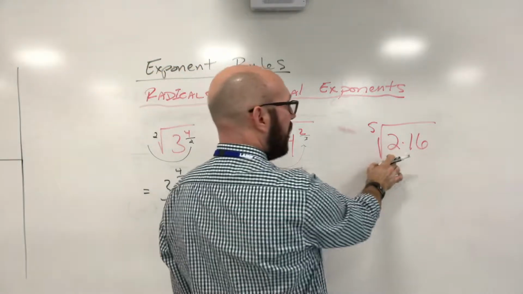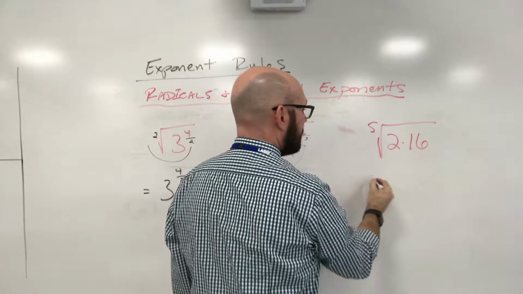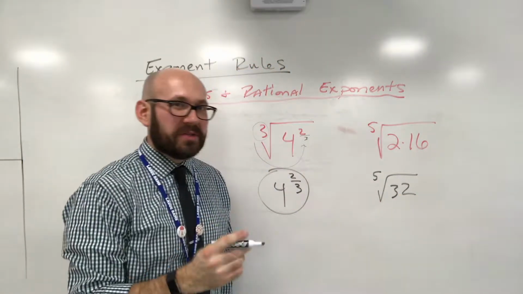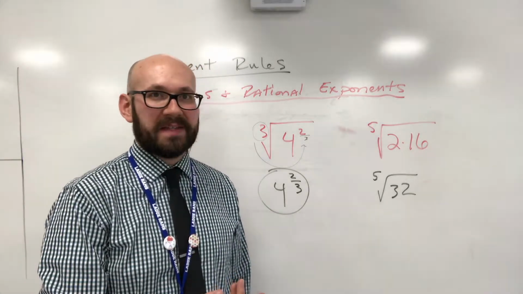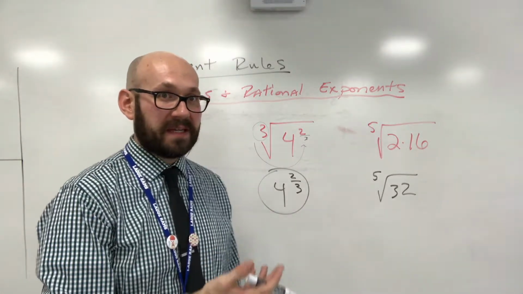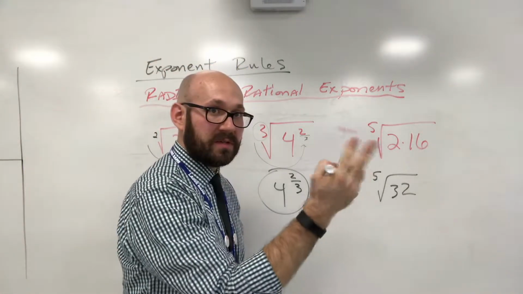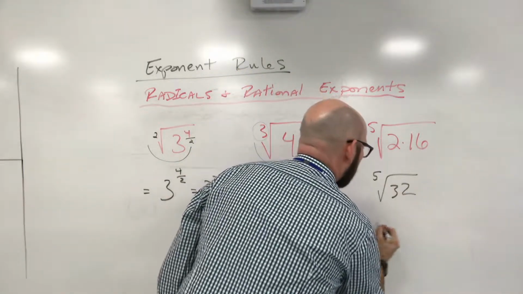And lastly, underneath a radical, you can multiply out numbers. So if I do 2 times 16, I get 5th root of 32. What I'd like to do is try to think if I could simplify that. And it turns out, yeah, there is a number that multiplies by itself 5 times to get 32, and it turns out to be 2. So 2 times 2 times 2 times 2 times 2 gives you 32. So that answer is.